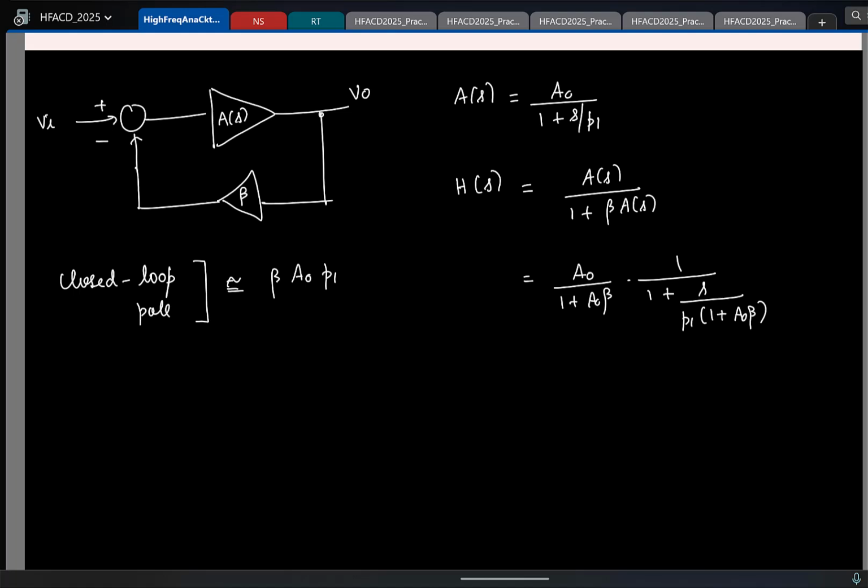So, which means this is something you should always remember. A first order system, if you put it in negative feedback, what can you say about its stability? It's always stable. Okay.